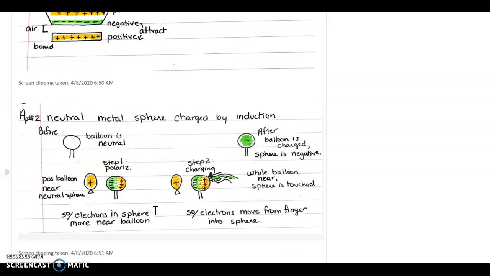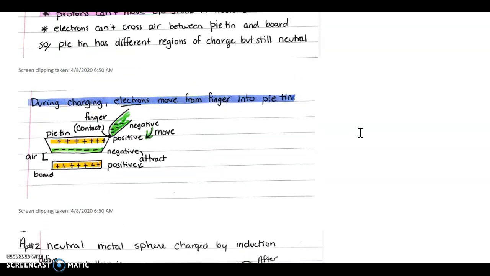And then I also included another one about the balloon and the metal ball. This one was the same exact thing. You bring a positive near to it, you get negatives attracted to the positive, you get this kind of migration, this localization of the charges. Then when you bring a negative thing in and you touch the positive part, more electrons move into that sphere, and therefore the sphere has a negative charge. Okay?